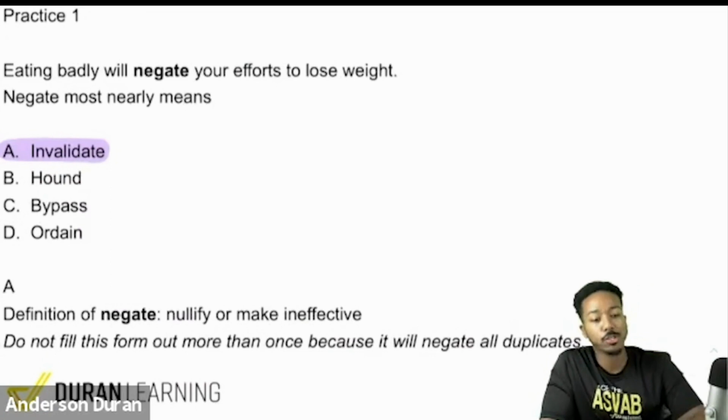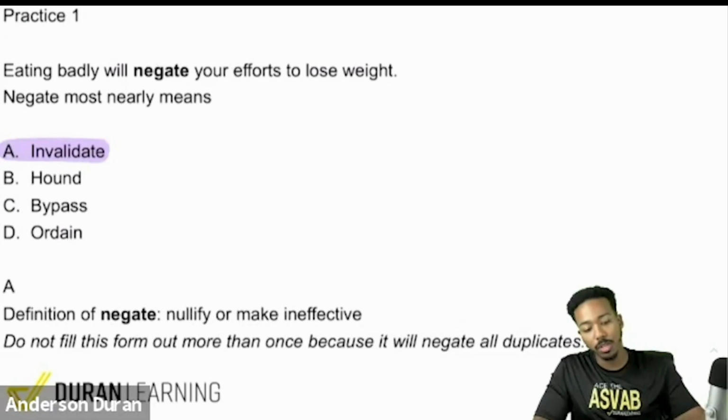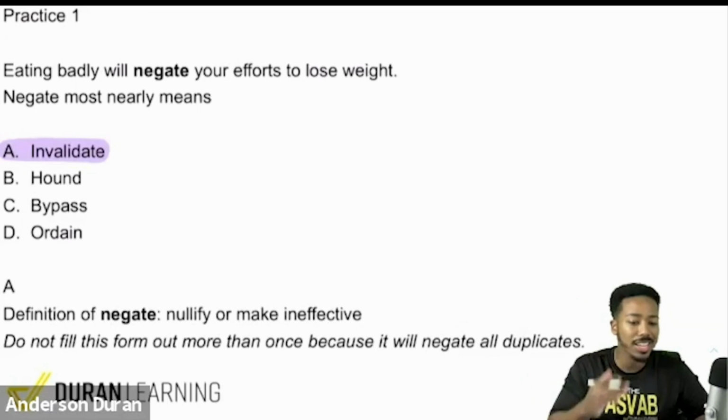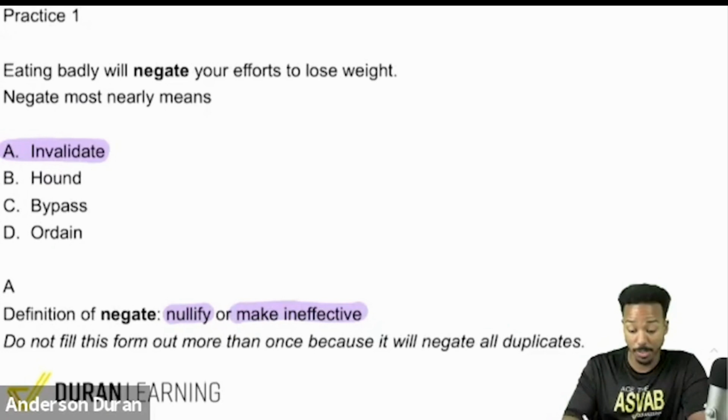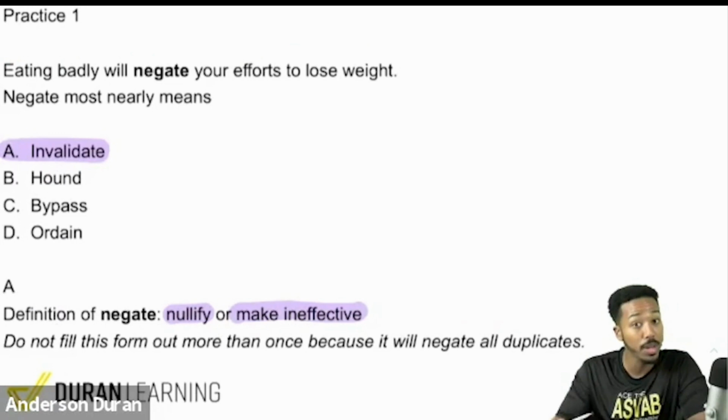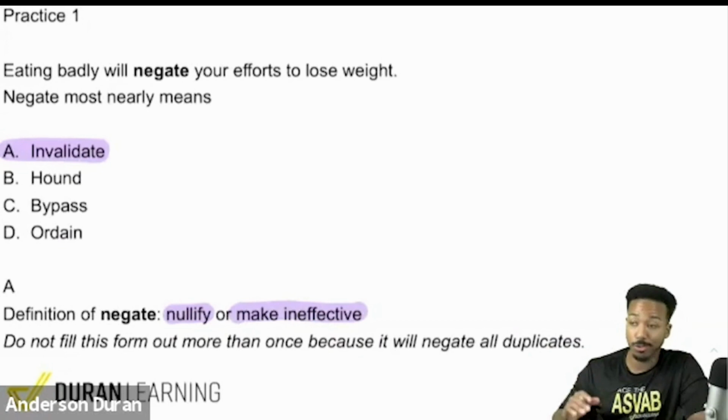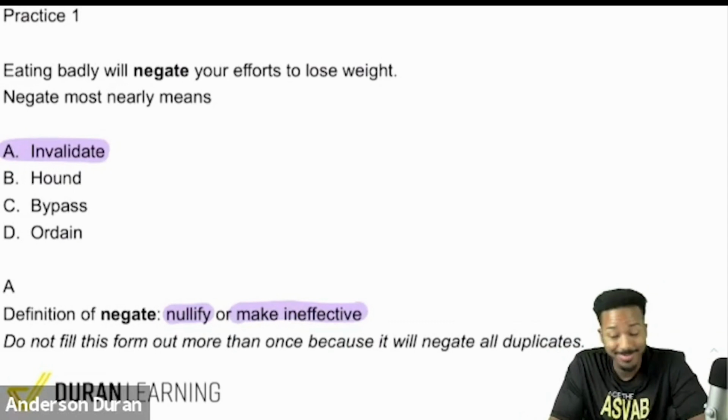So with that said, we do need to make sure that we understand the definition of negate, use it in a sentence right here, and then also look at the other words just to make sure that we're not crazy, right? So let's get to it. The definition of negate: nullify or to make ineffective. And in this case, that's perfect, right? Eating badly will make ineffective your efforts to lose weight. And that is true. You can go to the gym and sleep right, and you can do all the things right. But if you're having a Big Mac every evening, it's going to be a little harder.